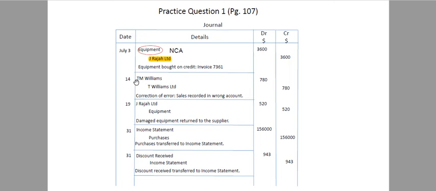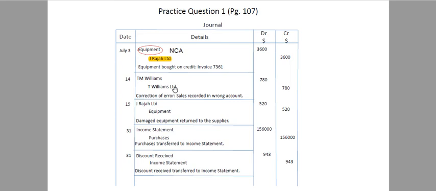The next transaction is a correction of error. It says the bookkeeper made a mistake when recording a sale of goods 780 on credit to TM Williams. So you sold goods on credit to TM Williams. You made a correct entry in the sales account, but instead of TM Williams, you put it in another customer's account called T Williams. Owing to the similarity of the name, you mixed the names up.